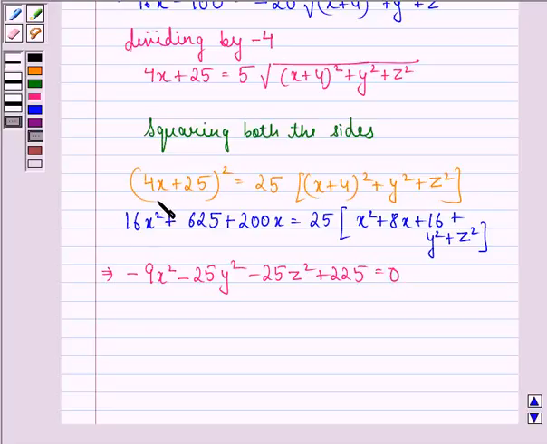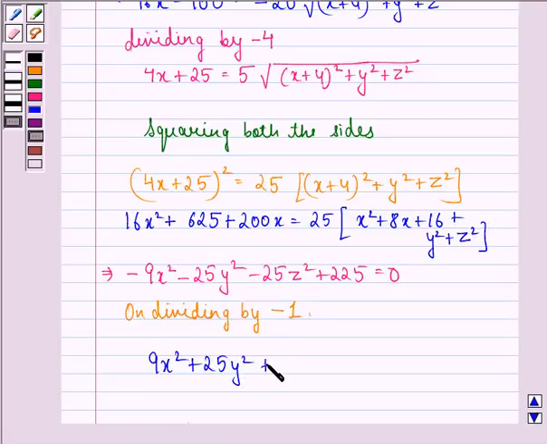This we get because 16x square minus 25x square is minus 9x square. Minus 25y square and minus 25z square we get from the right hand side. 25 into 8x is equal to 200x, so 200x minus 200x becomes equal to 0. 25 into 16 is equal to 400, and 625 minus 400 is 225. Now, on dividing throughout by minus 1, we get 9x square plus 25y square plus 25z square minus 225 is equal to 0.